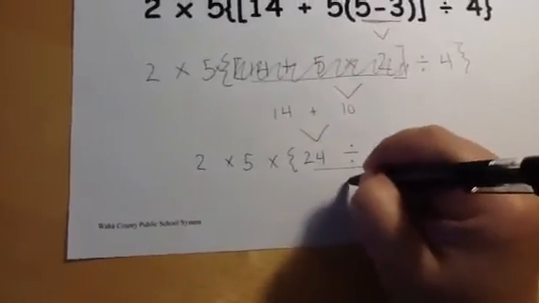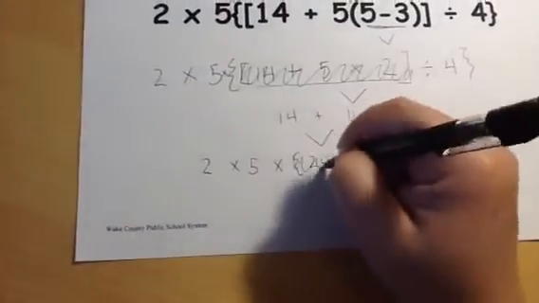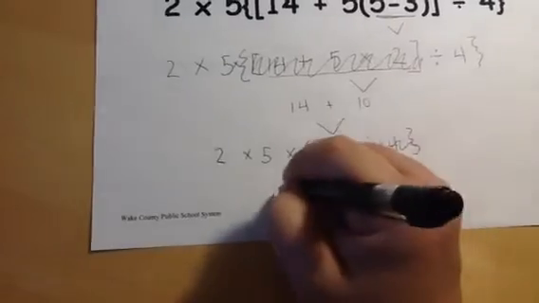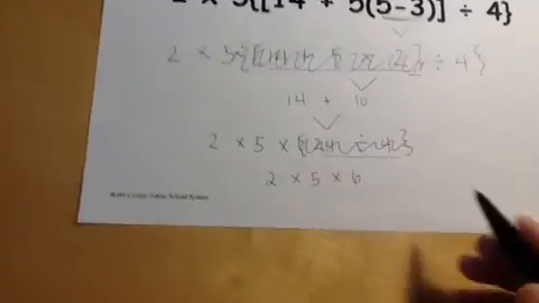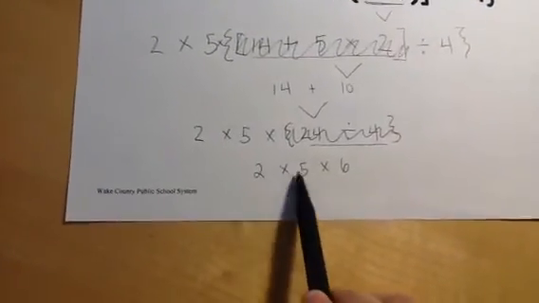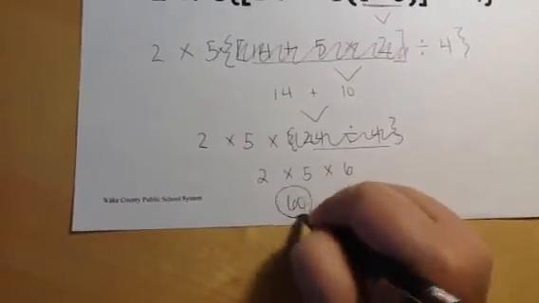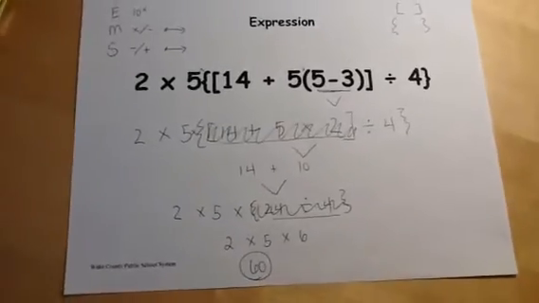Alright, here we go. So, the last grouping symbol that we have is the brace, and it is 24 divided by 4, which is 6. Again, I'm done with that, so I don't need it anymore, but I still need all of this. And then I'm going to go from left to right. So 2 times 5 is 10, and 10 times 6 is 60. And so my answer should be 60.